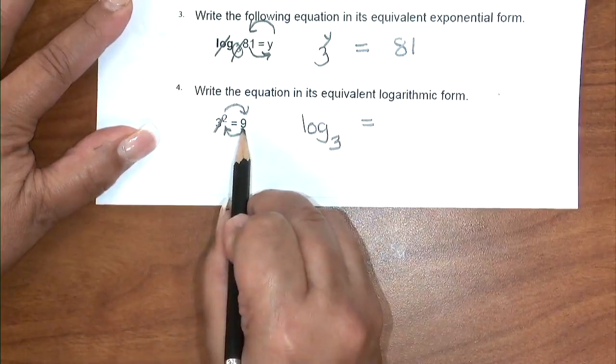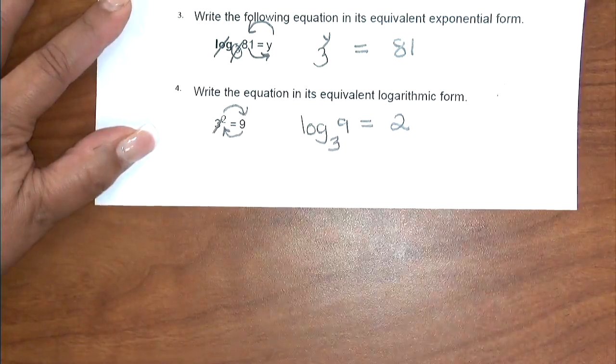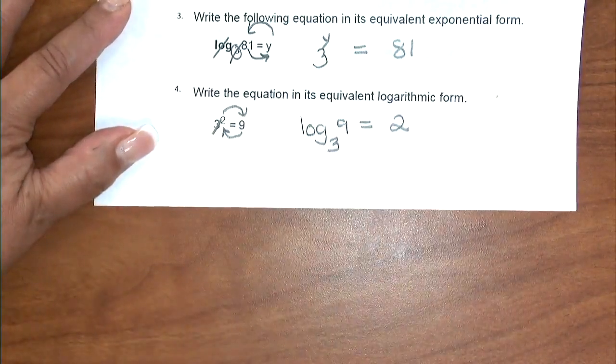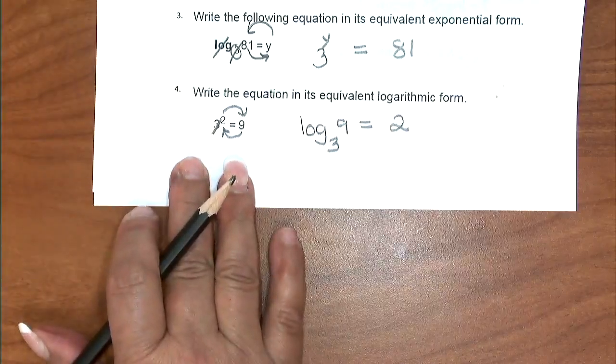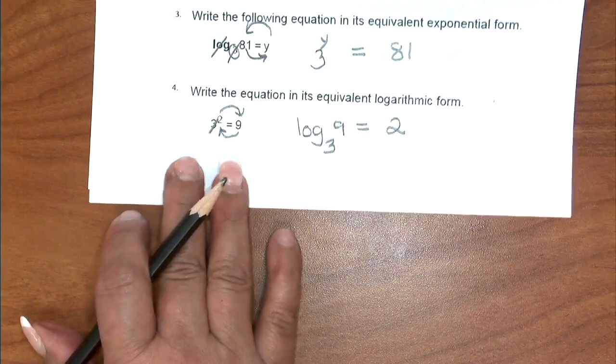If the 9 used to be by itself, the 2 should now be by itself. Therefore, there's only one number left. Now, you're not going to be able to verify that. You can verify when you go from log to exponent, but you will not be able to verify when you go into log form because you can't do logs in your head.